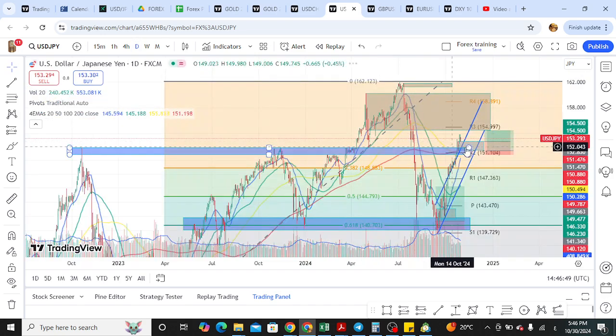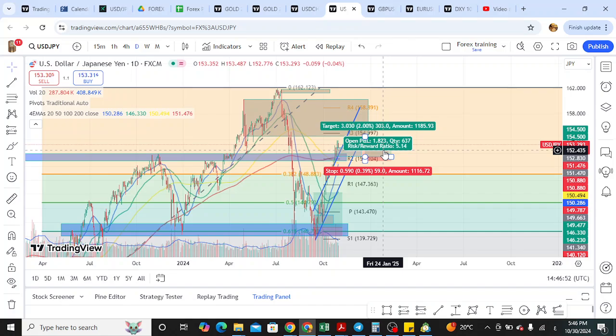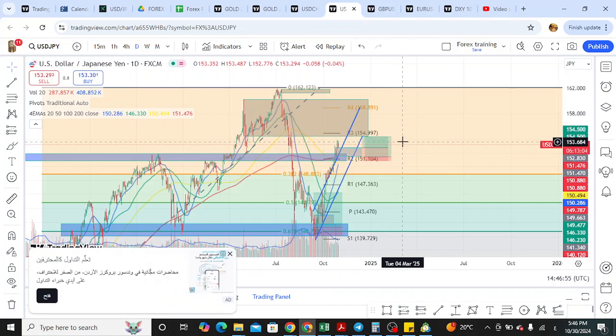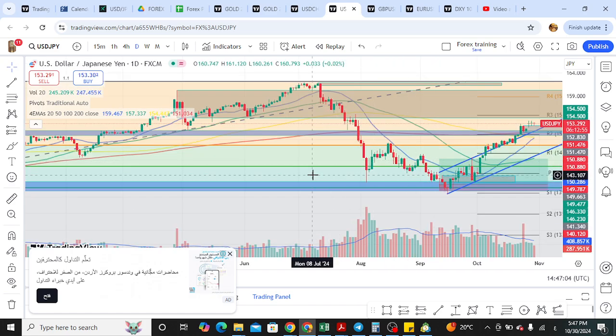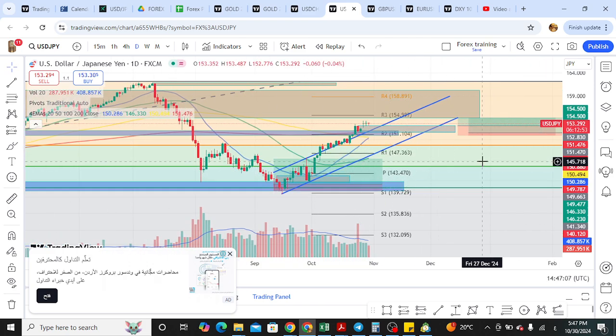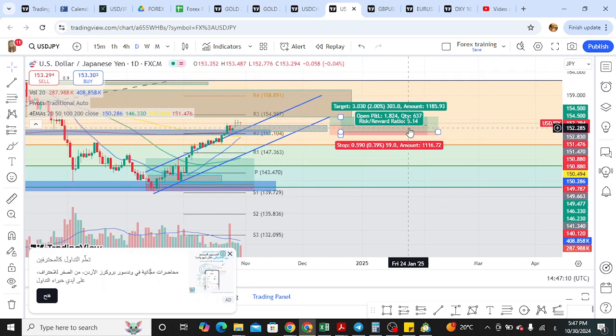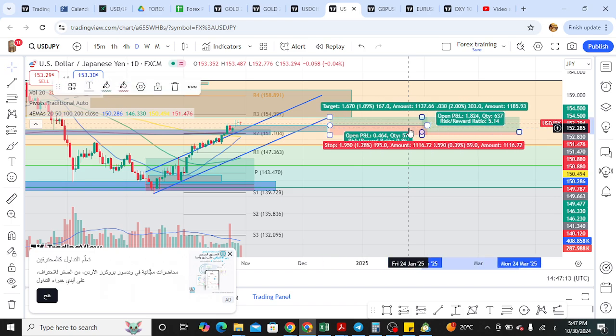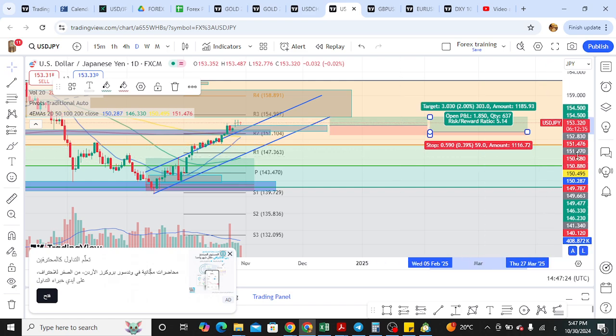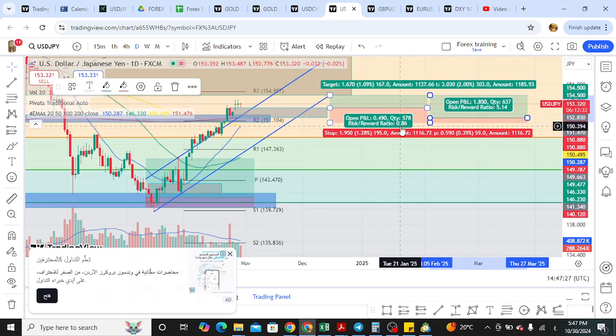So here I took two entry points, but with the same stop loss and the same take profit with different lots, because the distance of this one is larger, so this one has a lower lot size than this one. Okay, and let me show you. The RRR here is very small, and I normally don't do that, so I take only 2.